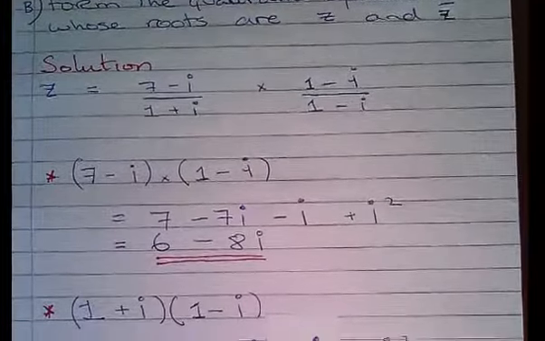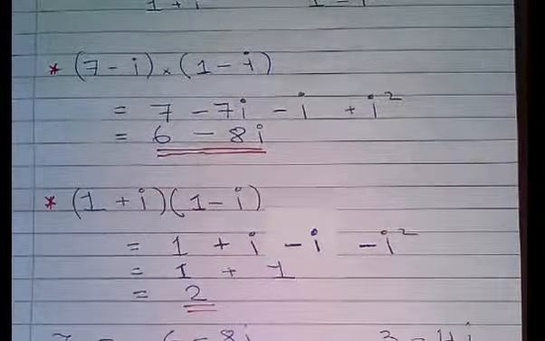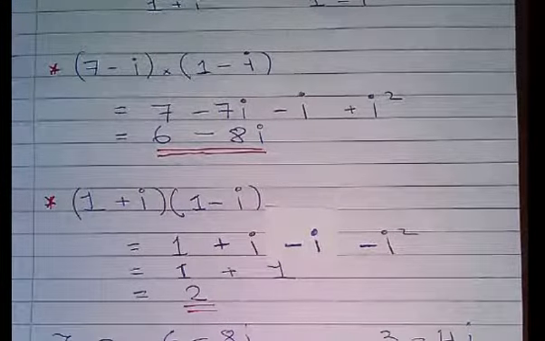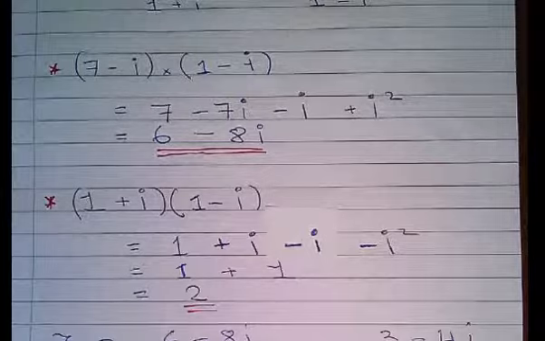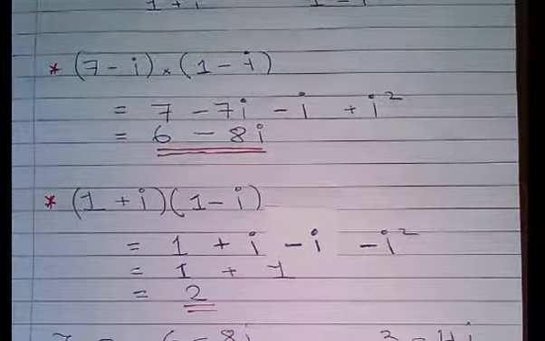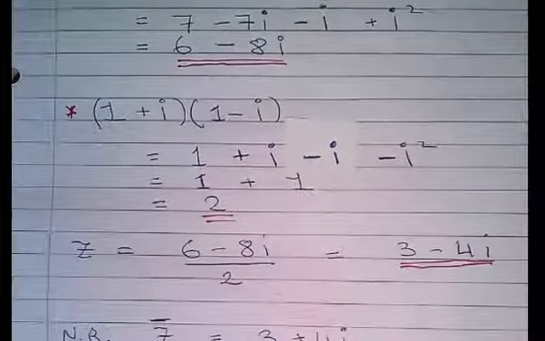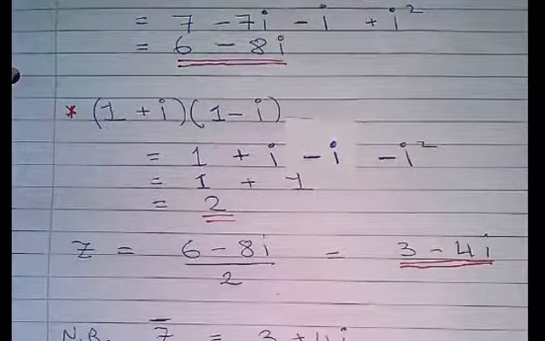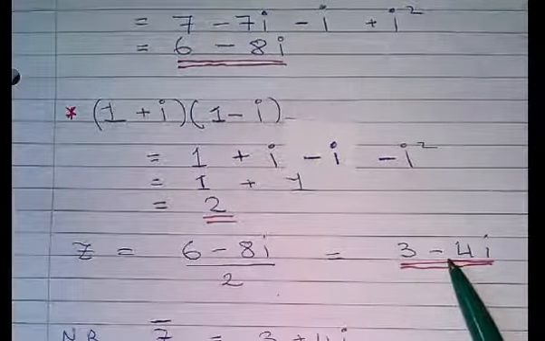So that's the numerator, and this is the denominator: 1 minus i times 1 plus i. Work that out and we should get 2 there fairly quickly. Okay. So z is equal to (6 minus 8i) over 2, which is equal to 3 minus 4i.